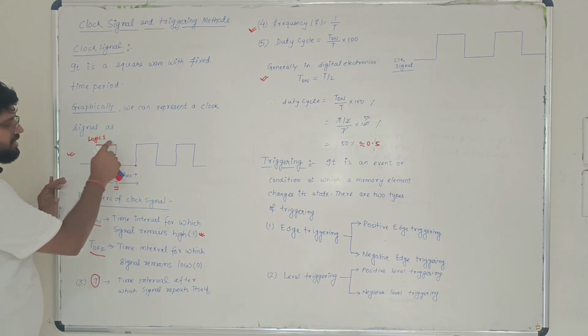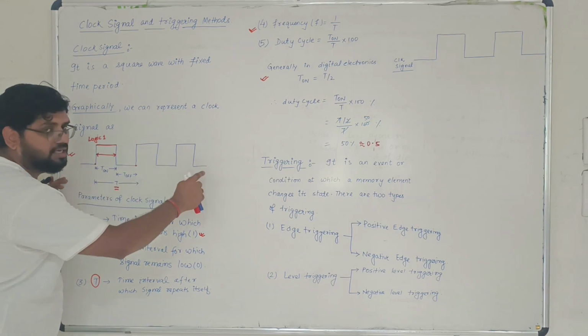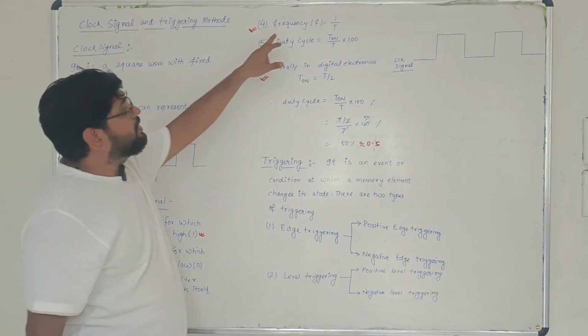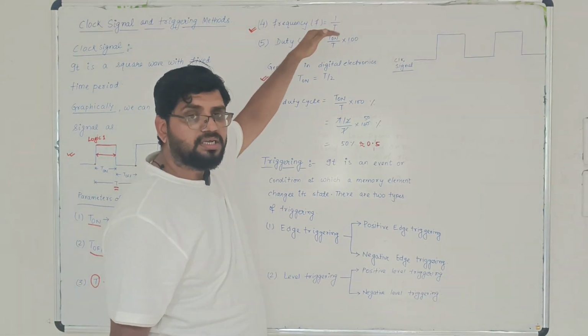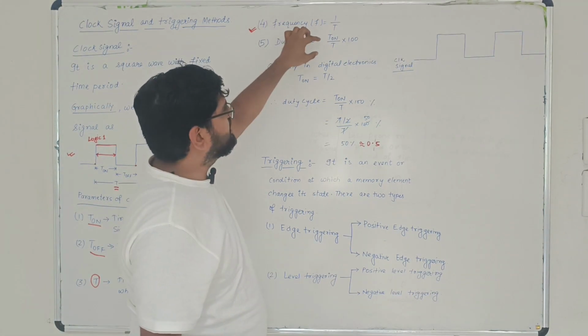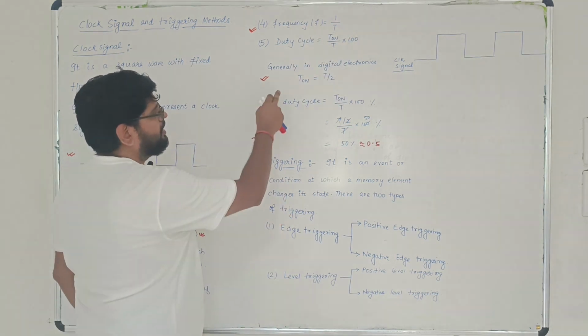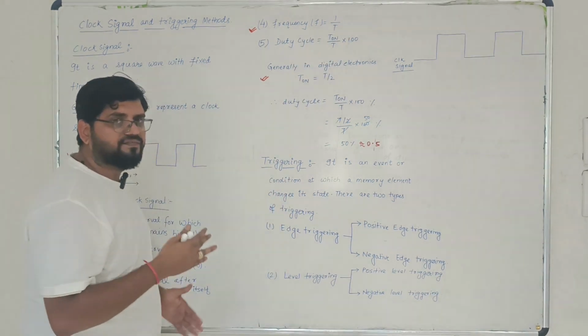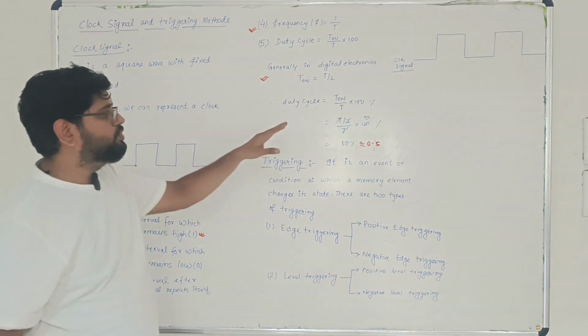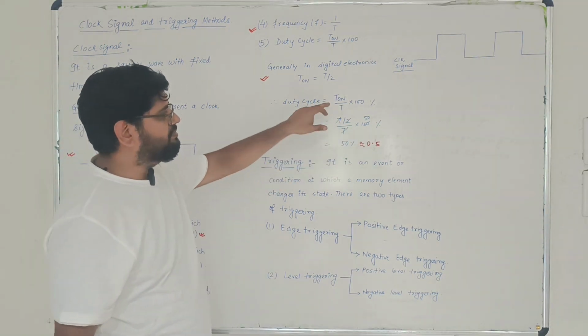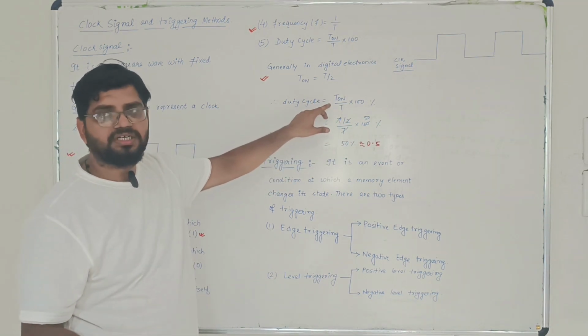Time period is the time interval after which the signal repeats itself. As we know, frequency is the inverse of the time period, and duty cycle is the ratio between T on to T. Finally, for a general case of digital electronics, we know that duty cycle comes out to be 50%. Why? Because T on is half of the time period.